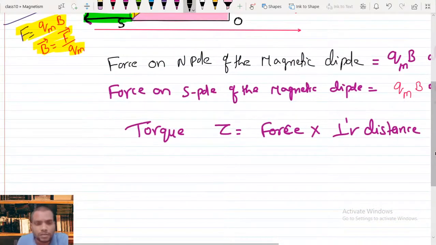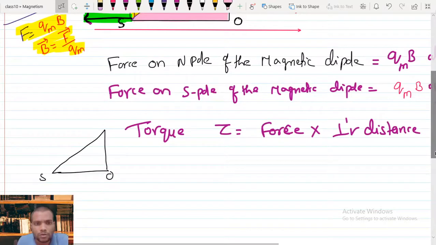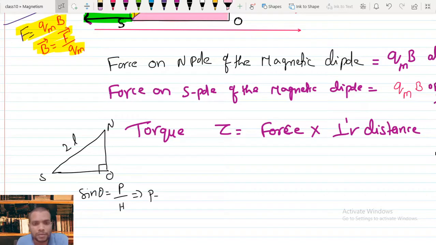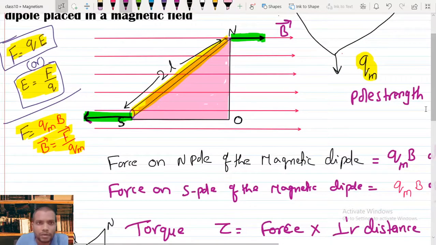So if this is OSN, it is S, it's O, it's N, a diagonal equal to 2L, and if I write sin theta equal to perpendicular upon hypotenuse. Now I need to get the perpendicular, so perpendicular equals hypotenuse times sin theta. Here the hypotenuse value is 2L, so the perpendicular value is 2L sin theta.